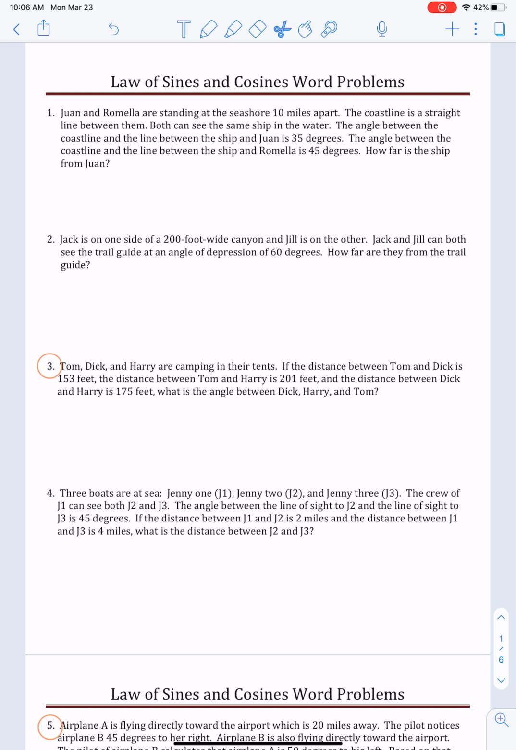We also talked about law of sines and law of cosines, so I wanted to add some word problems to that. Don't forget about your favorite video, SOHCAHTOA. Great. You thought you'd miss that, but no, it's still here. But we are going to jump into some word problems with law of sines and law of cosines.